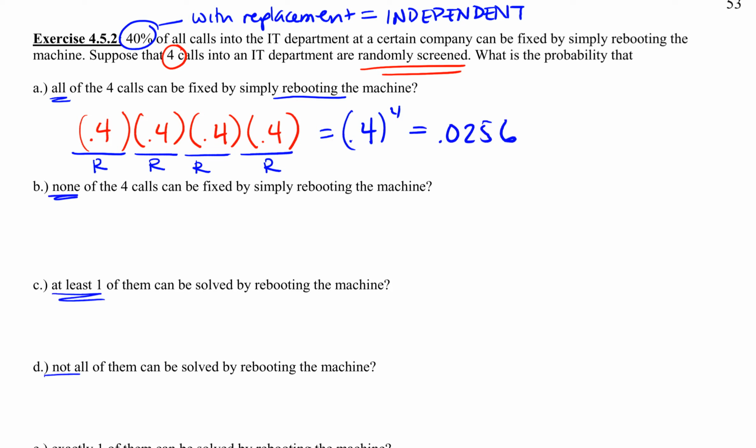The next one says none of the calls. Then we get an at least 1, a not all, and an exactly 1. So I want you guys to take a moment here, pause the video, try these out on your own until you get stuck.